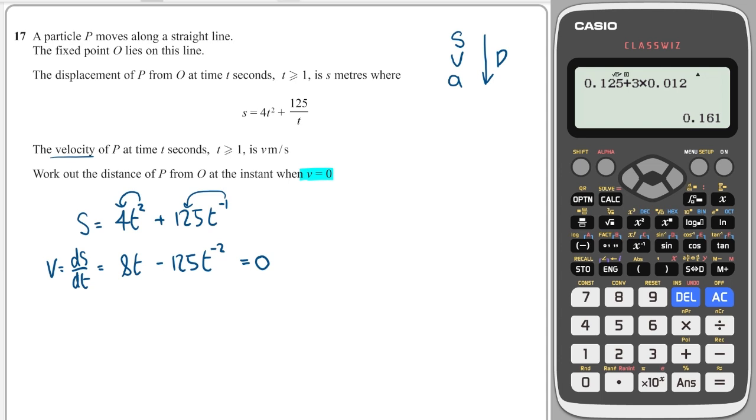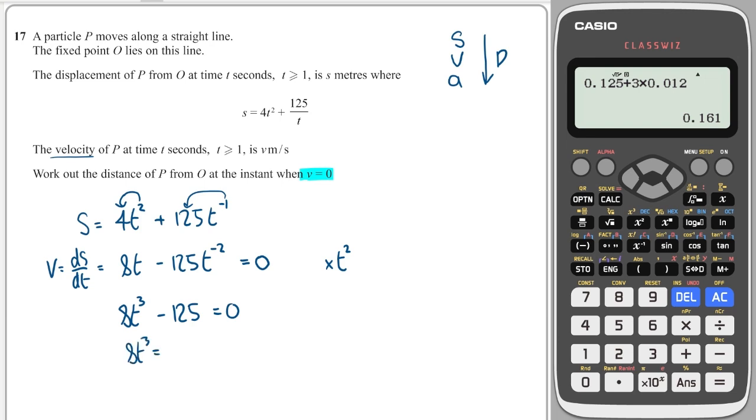Now, whenever I have a negative power of x or t, for example, in my equation, the best way to remove that is to multiply both sides by the positive power. So in this case, t squared. So what will that give me? Well, timesing 8t by t squared gives me t cubed. And multiplying t squared by t to the minus 1, well, I add the powers together to get t to the 0, which is just 1. So I'm just left with 125.